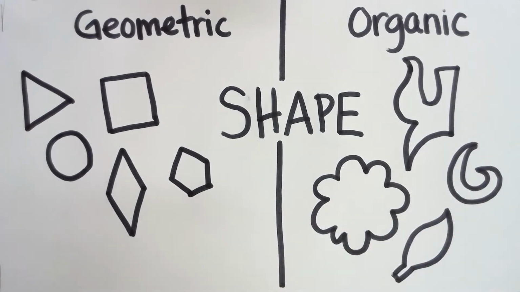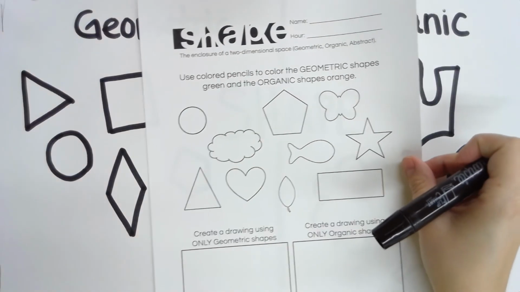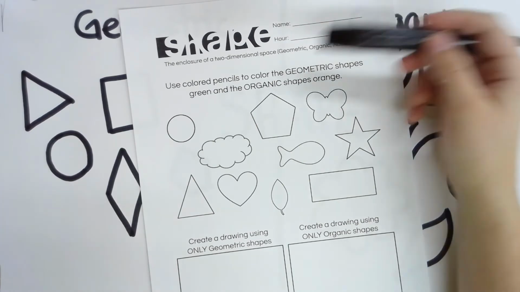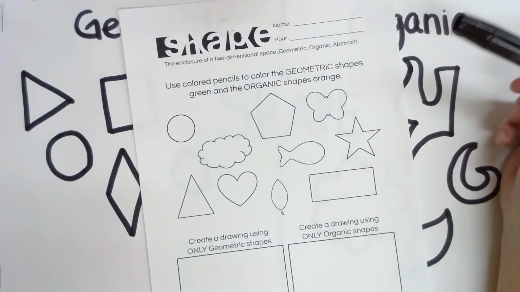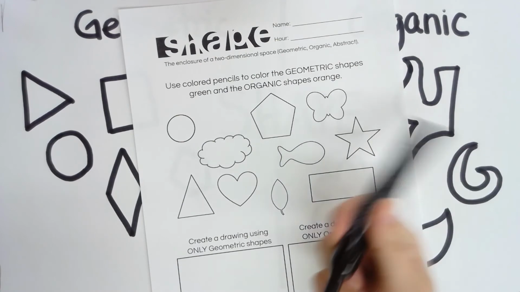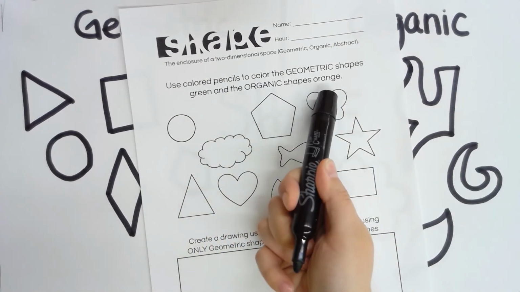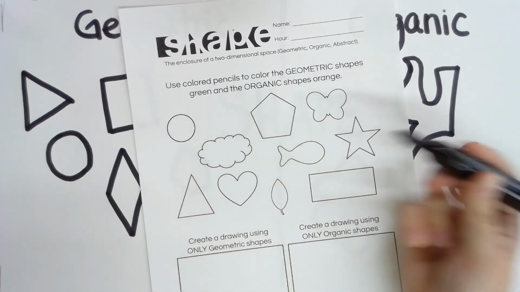And in your exercise, what we have here is you need to identify with color which of these shapes here on the page are organic, which are geometric. And geometric shapes, you'll be shading in green, and organic shapes will be shading in orange. G, orange, orange to help you remember.